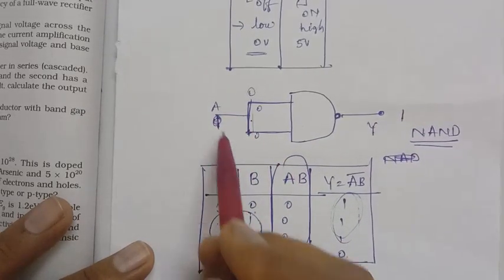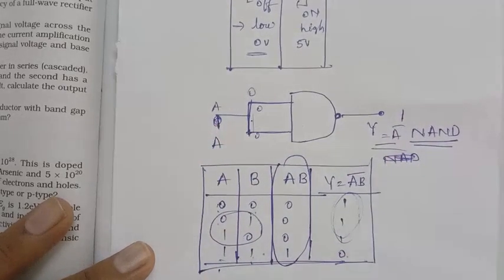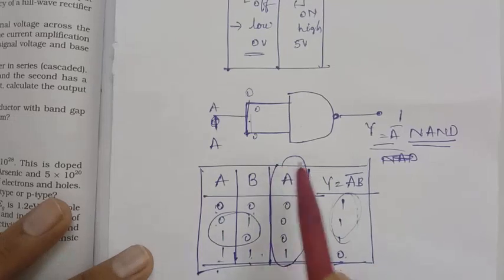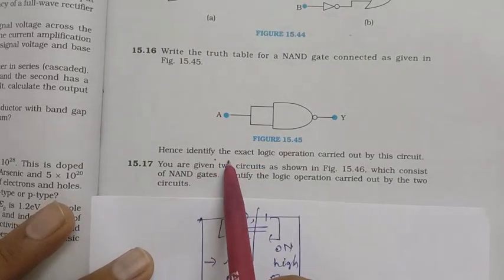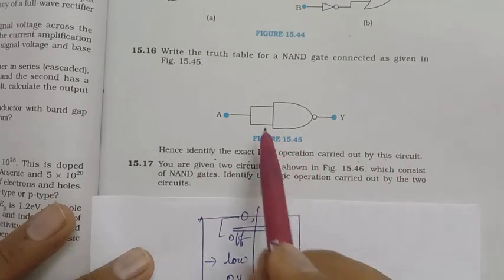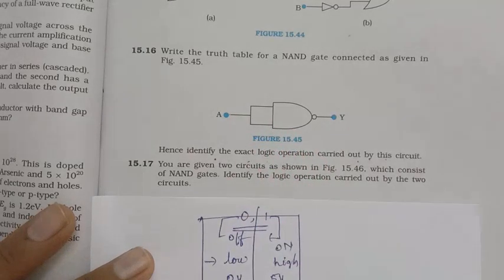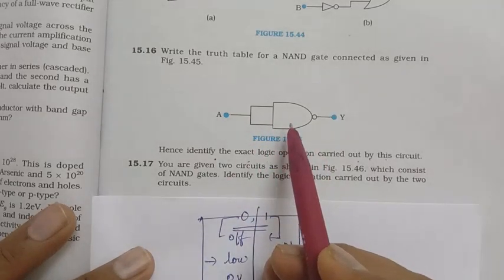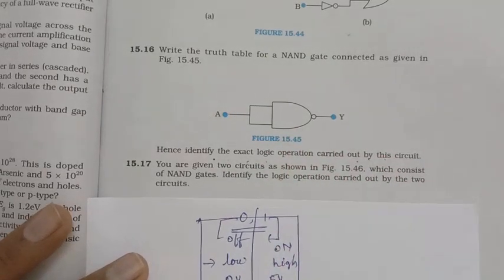That means you have to give A, then we are getting Y equal to A bar. That means it acts as a NOT gate. So hence identify the exact logic operation carried out by this circuit. So this symbol acts as a NOT gate. By using NAND gate, we can create a NOT gate.